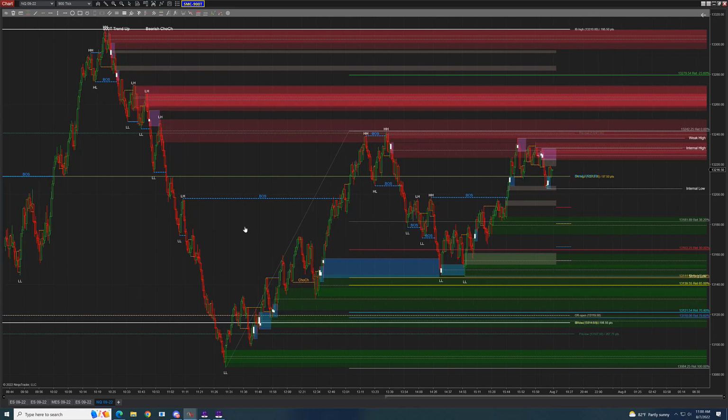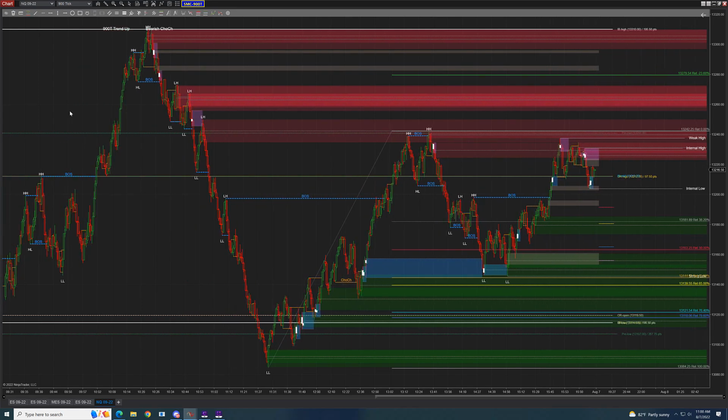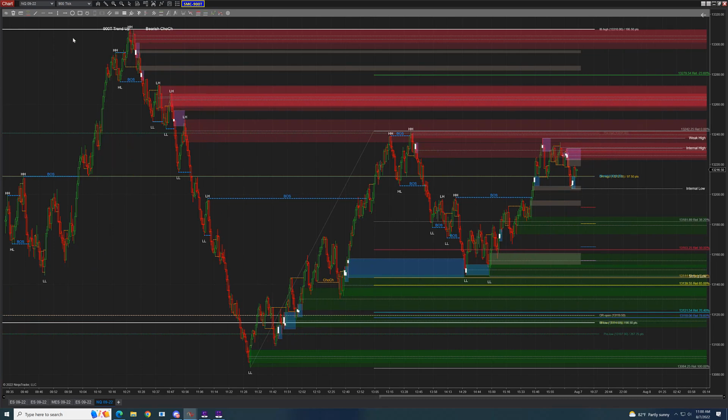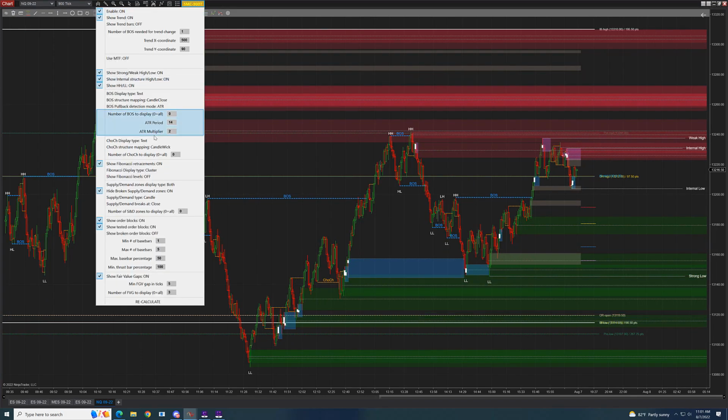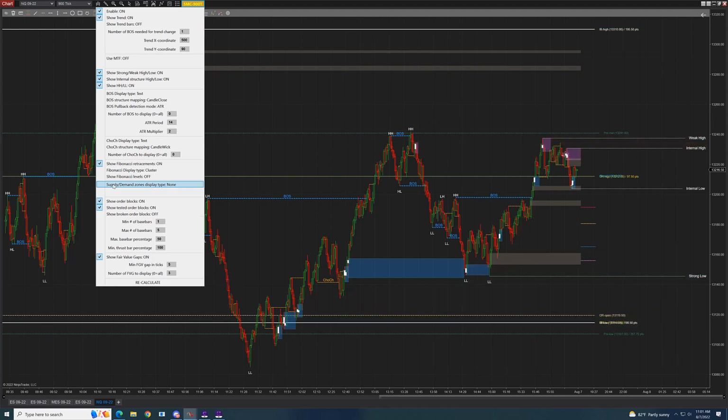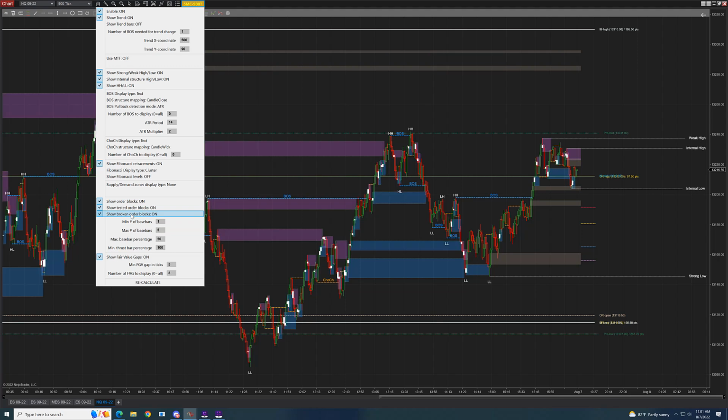So there are a lot of new features here. Just to remind you, let me take everything I've drawn off here, so we're clear on this, because I don't want there to be any misperception. So let's take that off. Let's go back to order blocks on. So let's look at broken order blocks.